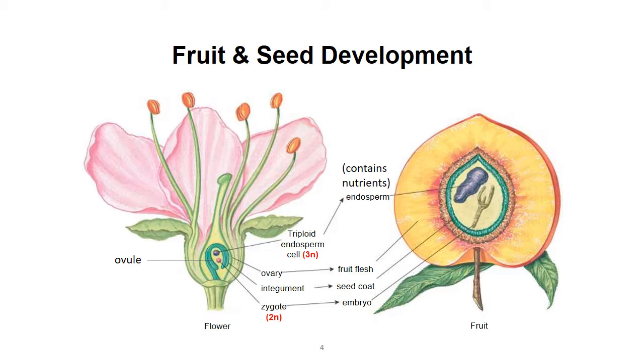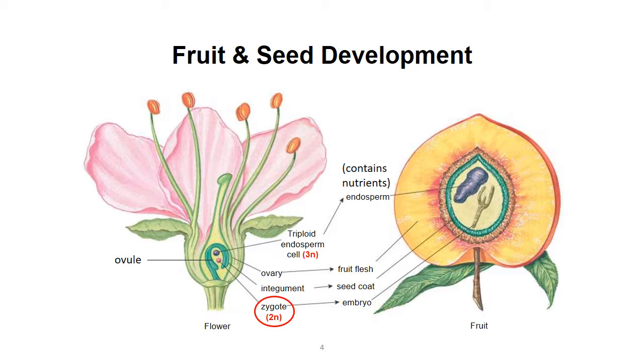Now this will form the endosperm, and this endosperm is packed with nutrients. They contain mainly food reserve for the seeds. In summary, these are the two structures that you must take note of.